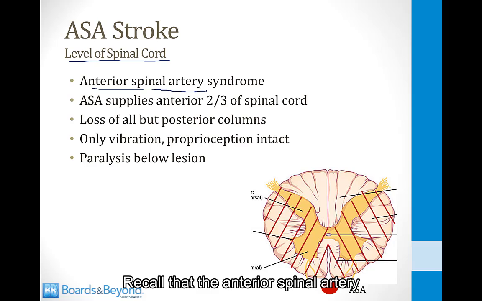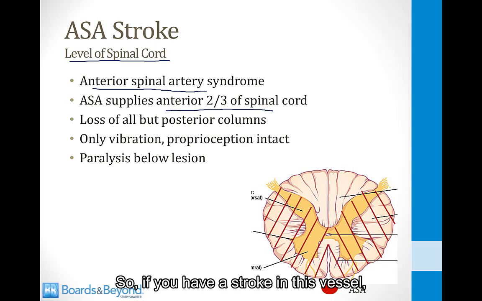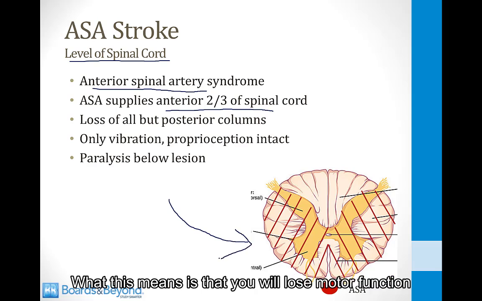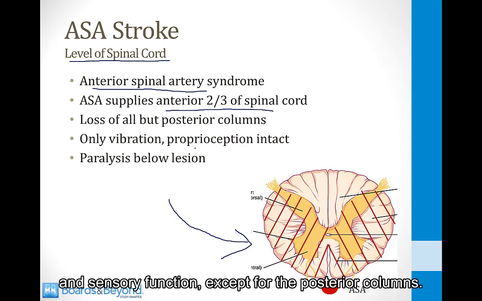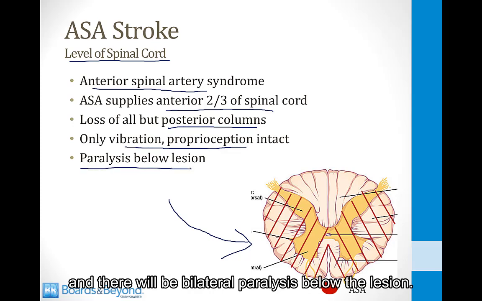Recall that the anterior spinal artery supplies the anterior 2/3 of the spinal cord, so if you have a stroke in this vessel, it will lead to damage of all the areas I've indicated in this drawing on the slide. What this means is that you will lose motor function and sensory function except for the posterior columns. Thus, only vibration and proprioception will remain intact, and there will be bilateral paralysis below the lesion.